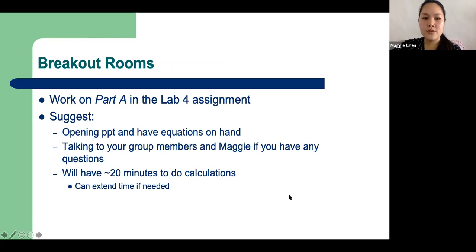So what you can do now is work on part A in your lab 4 assignment. You can find that Word doc right on the lab 4 Canvas page, but I can show you that really quick. I would suggest opening up this PowerPoint and having the equations that I went over handy so you can refer to them. I'm going to put you in breakout rooms to work on part A, these couple of questions where you're looking at a couple of case studies. Yes, somebody raised their hand.